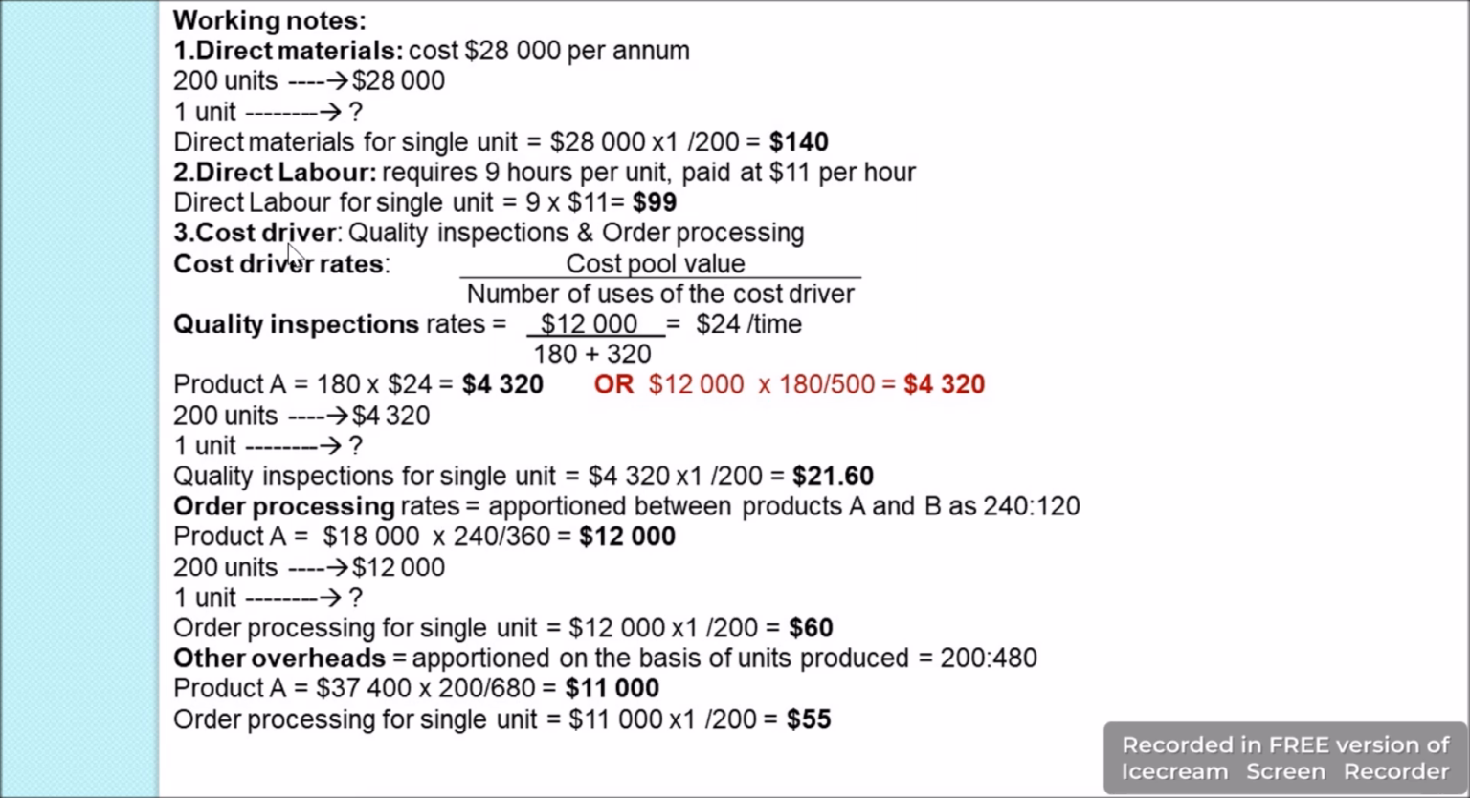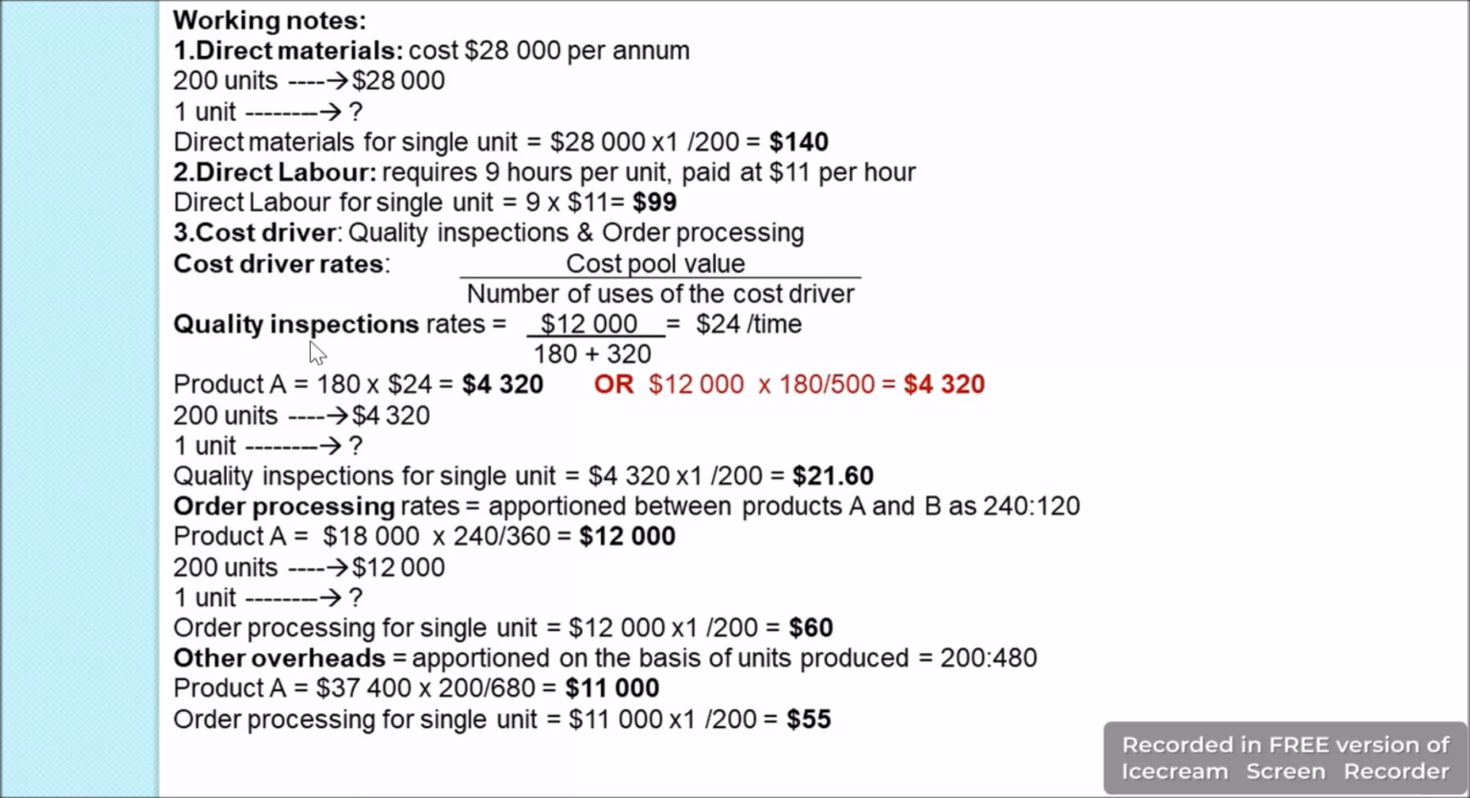It was also mentioned that WJPLC uses ABC costing, and in ABC costing we have cost drivers. These are the activities which lead to cost, and here we have a few examples: quality inspection, order processing and other overheads. For this, in ABC costing we have a formula, that is, cost driver rate will be equal to cost pool value divided by the number of uses of cost drivers.